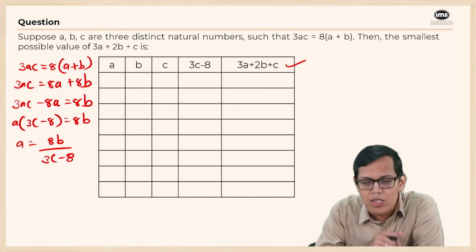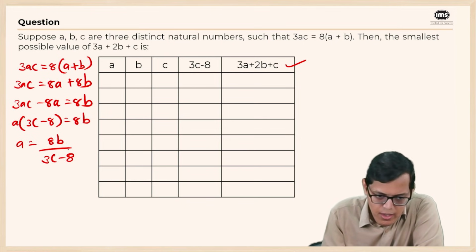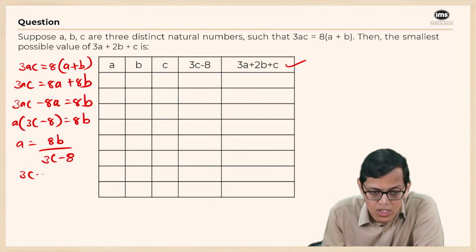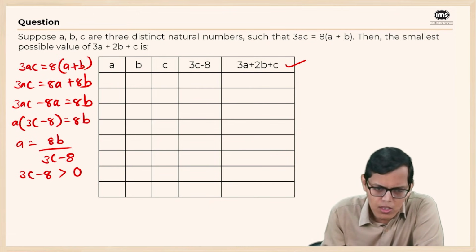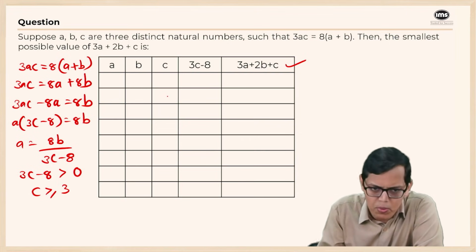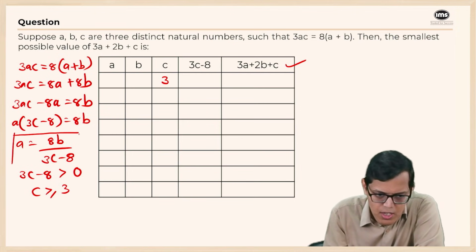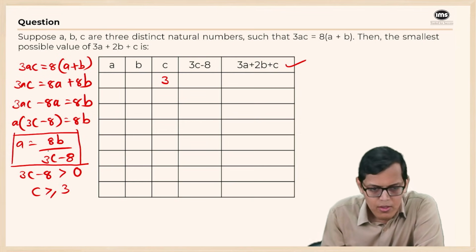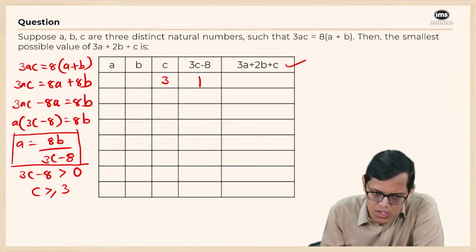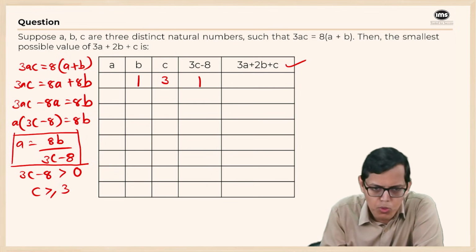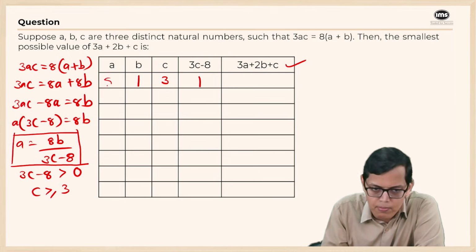Second, 3C minus 8. It's right there in the denominator. It has to be a positive number. That means 3C minus 8 should be positive. You can put some values and can understand C has to be greater than or equal to 3. So let me try with C is equal to 3. If I put C is equal to 3 in this main relationship that we have here, 3C minus 8 becomes 1. And if the denominator is 1, I would want the numerator to be 8 only by keeping B is equal to 1, the smallest possible natural number. In that case, A will be 8 divided by 1, which is 8.